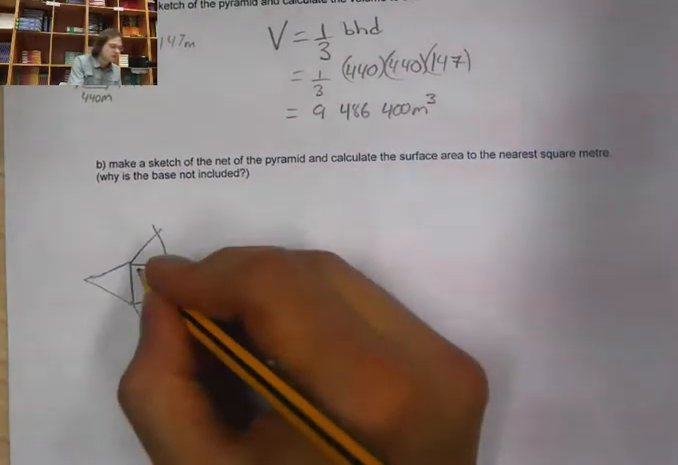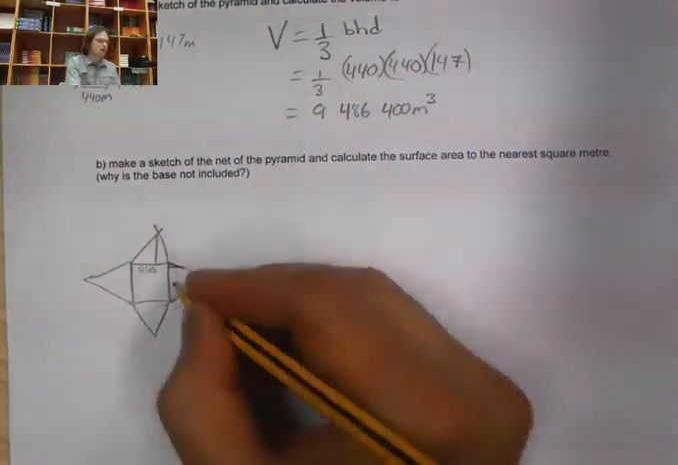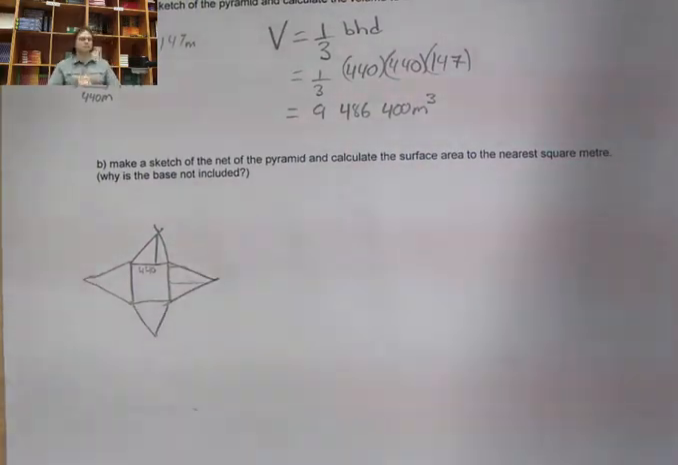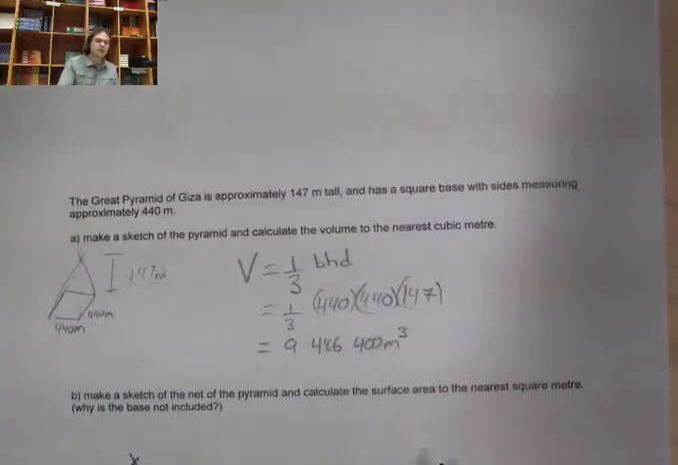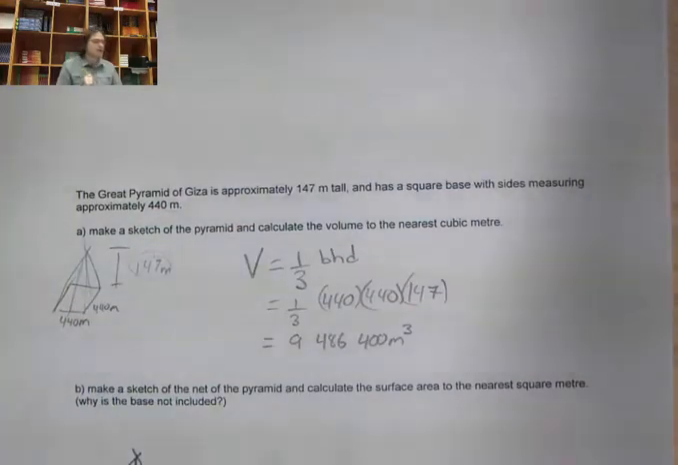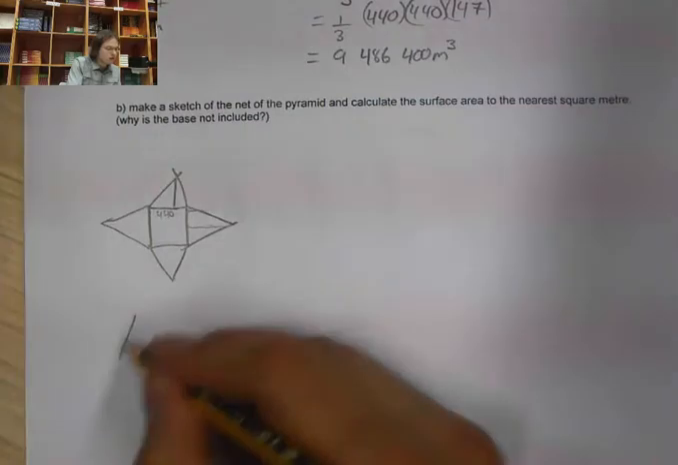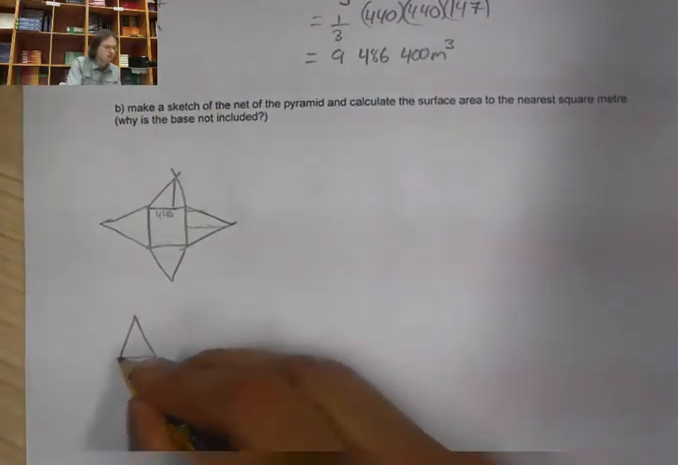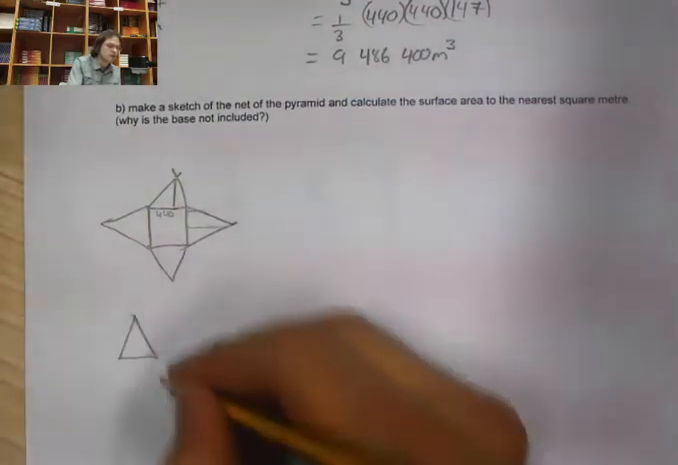Now, I know this base is 440. But now we need to know this height of the triangle, this little height going up. What is that height? That's not going to be the height of this, because this whole thing is 147. We want to know the actual slant height. Another view would be, this is the face, and we're trying to find this slant height straight up and down.